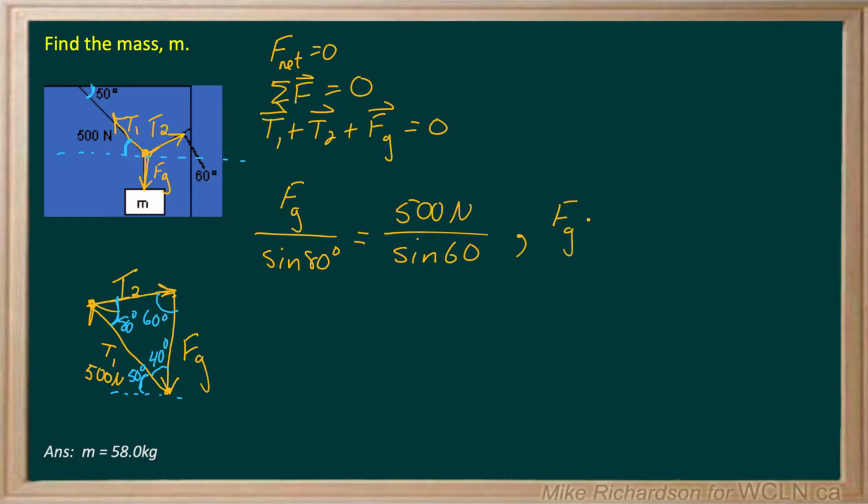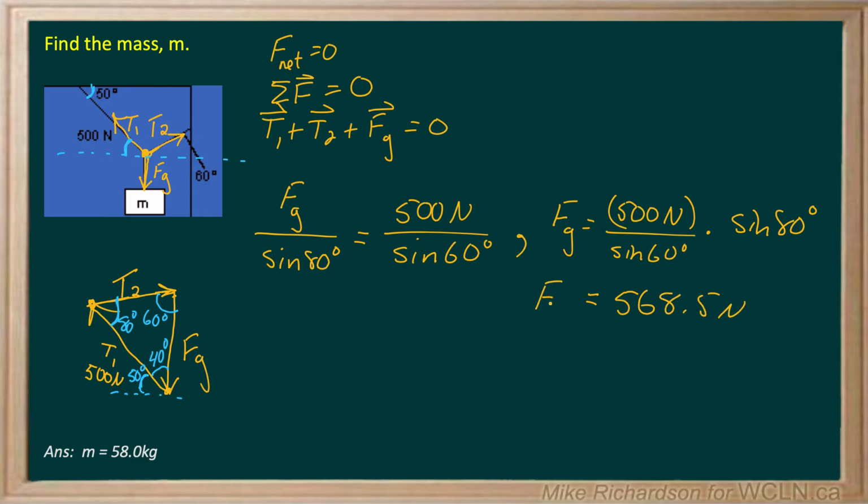So Fg will be 500, when I multiply both sides by sine 80, 500 newtons, divided by sine 60, multiplied by sine 80. That'll get Fg by itself. Now when I do that, I get a force of gravity of 568.5 newtons directed straight down. Now if I want to find the mass, we know the equation for force of gravity is mg. Dividing both sides by g, which is 9.8, will give me a mass of 58.0 kilograms.